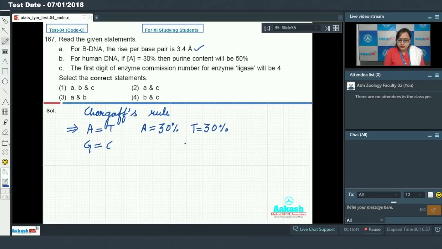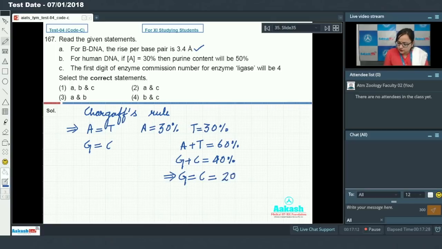So if we calculate the total amount of adenine and thymine in the DNA, then it will be A plus T, which is equal to 60%. DNA में adenine और thymine 60% है, तो guanine और cytosine कितना होगा? बाकी बचा हुआ amount, that is 40%. So G plus C is equal to 40%, which implies that G equals C equals 20%.